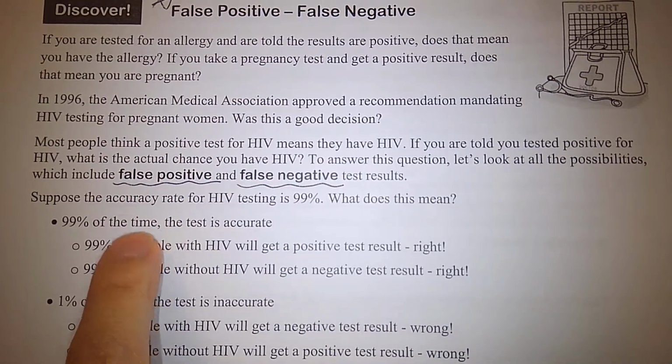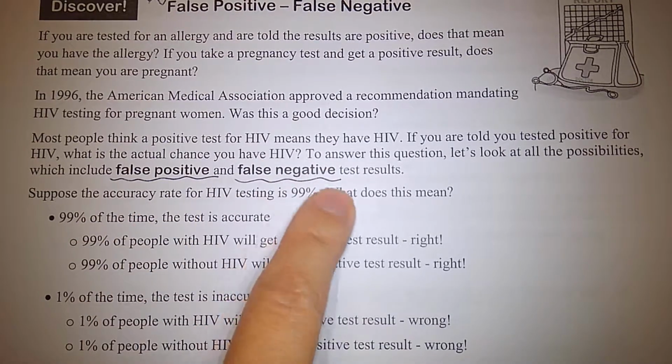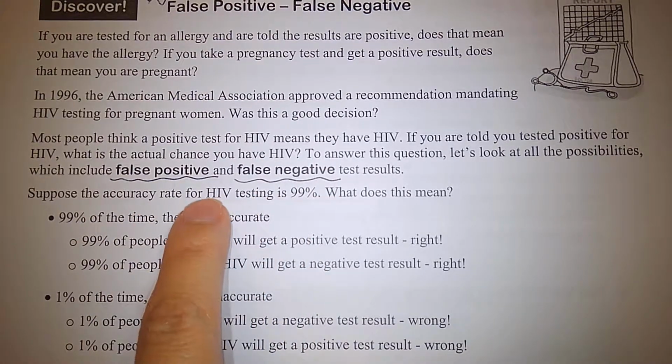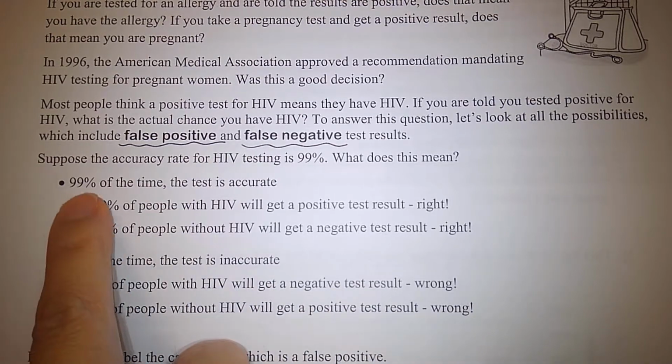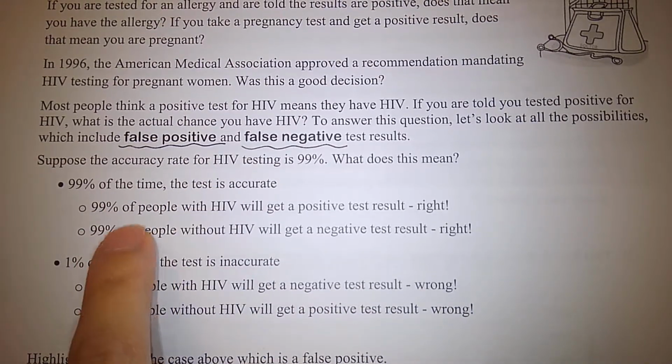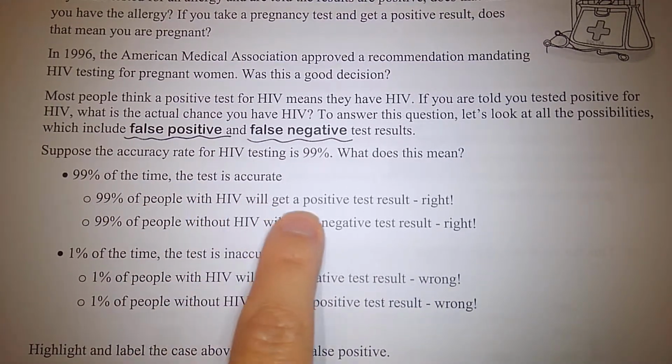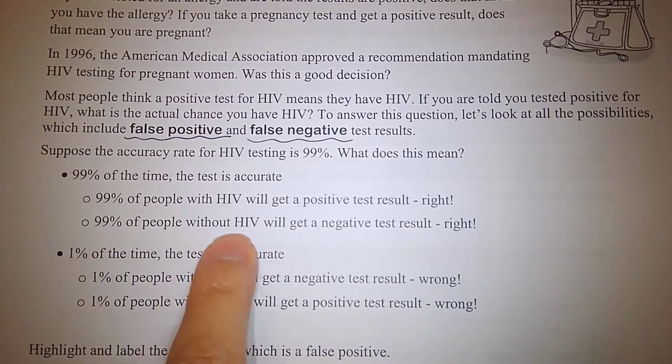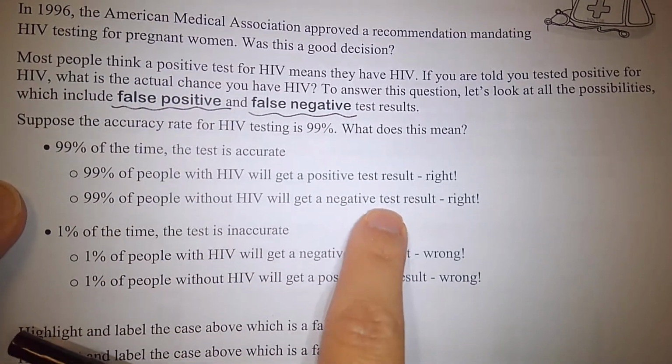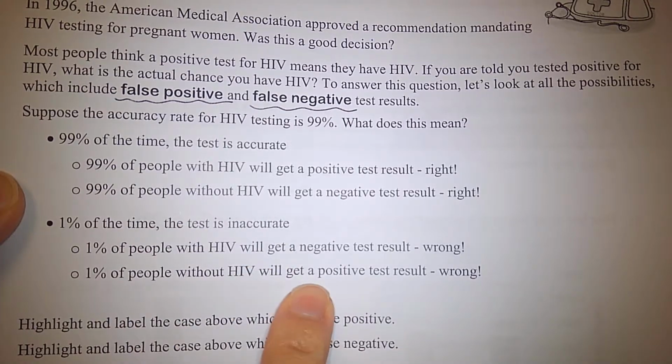It says accurate means 99% correct. For HIV, that means 99% of the time people with HIV will have a positive result, and people without HIV will have a negative result, and so on. You can read this as well.